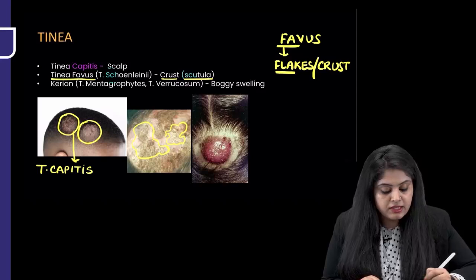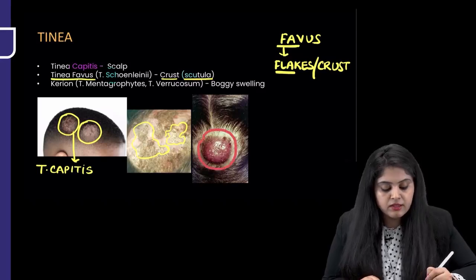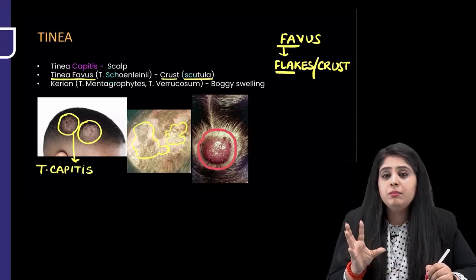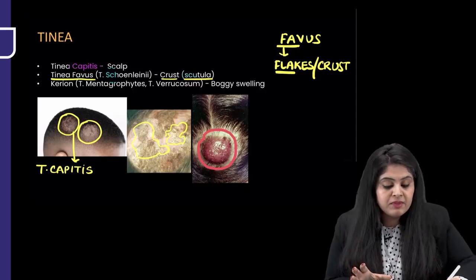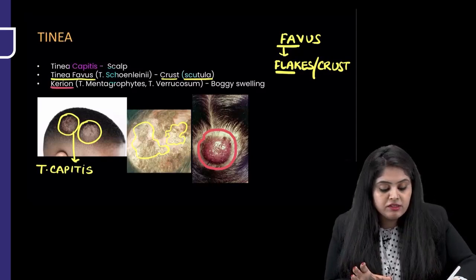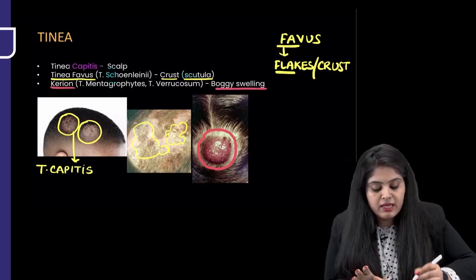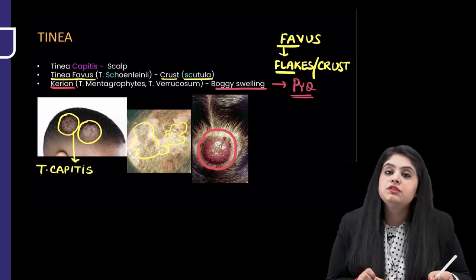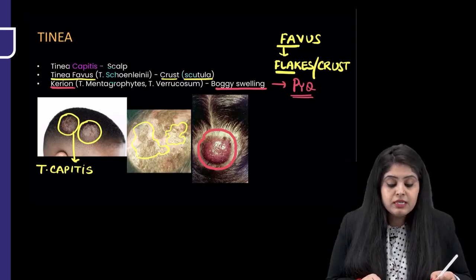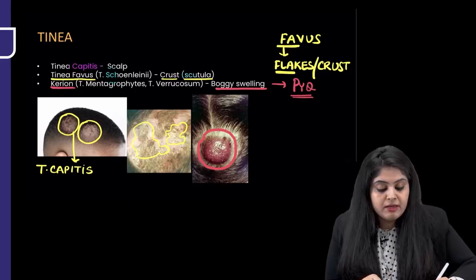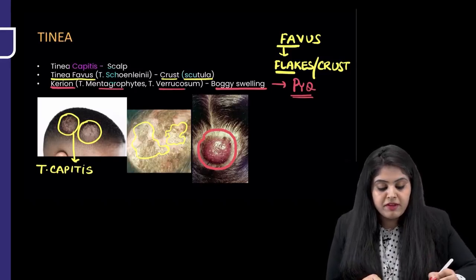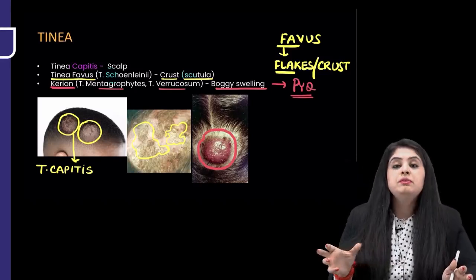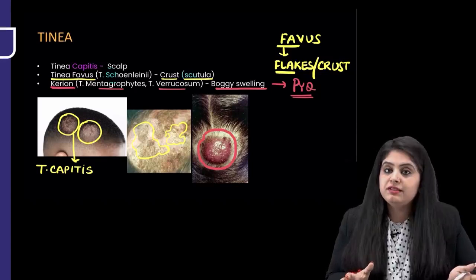Coming to the next, now suddenly the scalp is going to become like a round swelling, a ping pong ball kind of swelling. That is a kerion. Kerion is something which is defined as a boggy swelling and is an examiner's favorite. It's one of the most famous previous year questions. So, kerion can be caused by mentagrophytes, it can be caused by verrucosum. These are just few examples of how the different organisms can cause it.